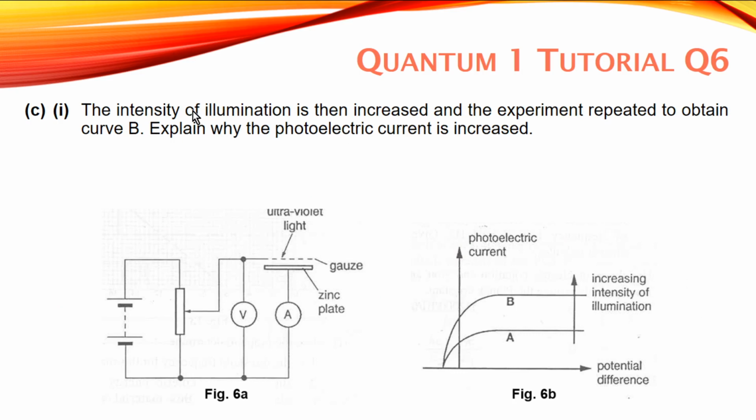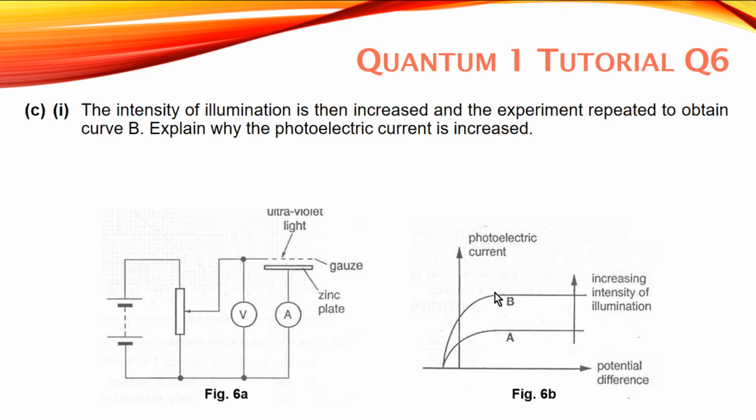Now they increase the intensity of the light source and repeat the whole experiment again, to get curve B. So you get a curve B. This is the one that they repeat at higher intensity of the light source. As you can see, at curve B, they register more current than curve A. So the question is, why does curve B register more current than curve A?